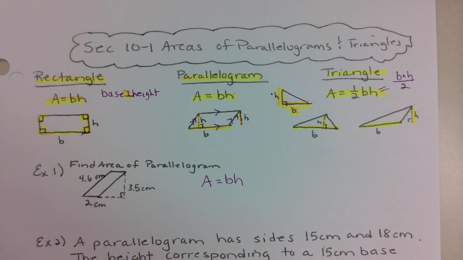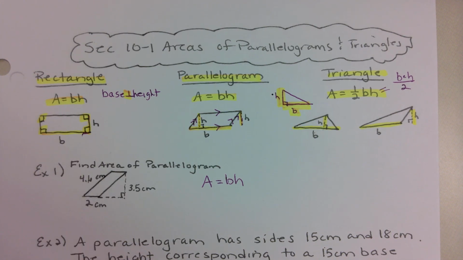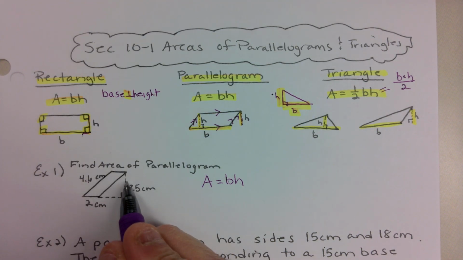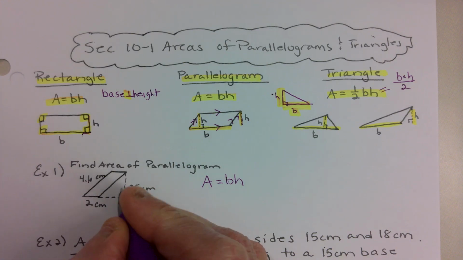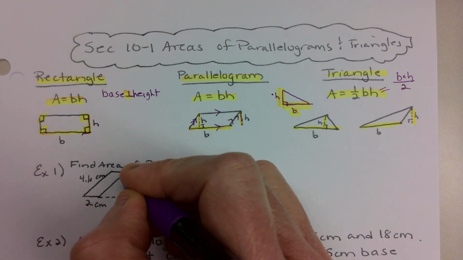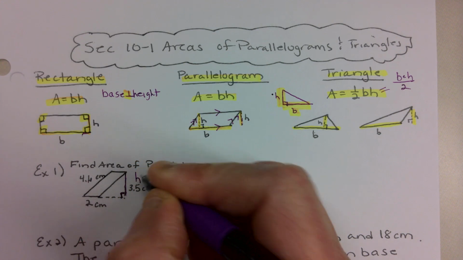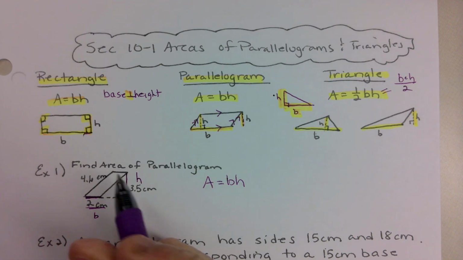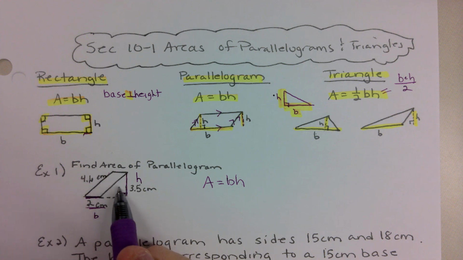Okay, so base times height. Base is always a side. So it's either going to be this or this for the side. Well, it depends. You need a height that's perpendicular to that. So when I see this other thing, this is my perpendicular on here. So this is going to be my height because it's perpendicular to this as my base. There's nothing perpendicular to this, so this one I'm not going to use.